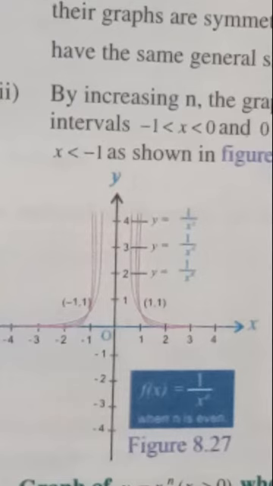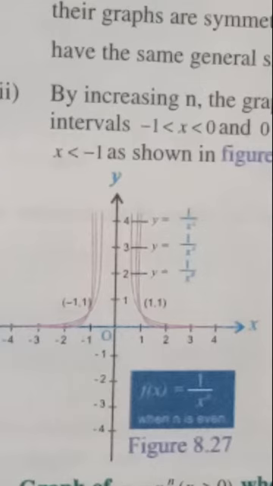As the value of n decreases, the first one is the graph of 1 divided by x square, so the branches are a little wider from the x-axis and y-axis. The second one is the graph of y equal to 1 divided by x power 4, and the third one is the graph of y equal to 1 divided by x power 6, and so on. So these are the graphs of f of x equal to 1 divided by x power n when n is even.